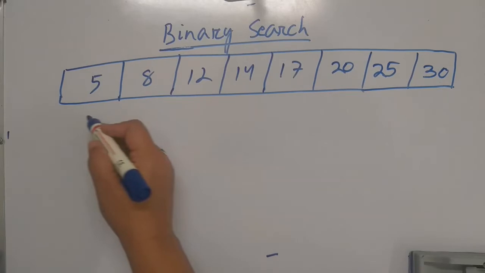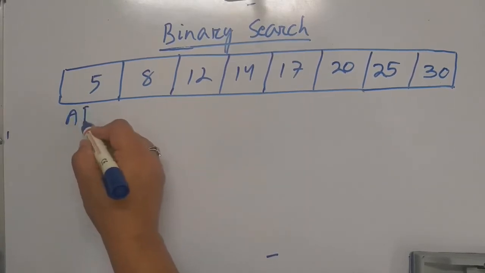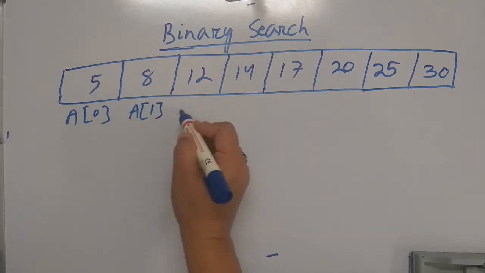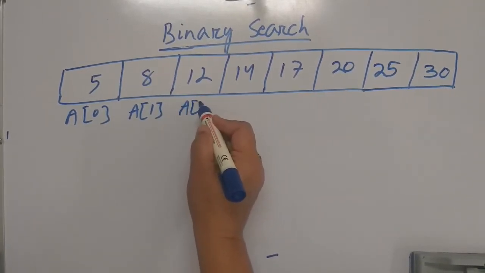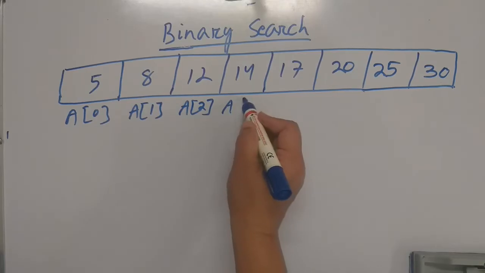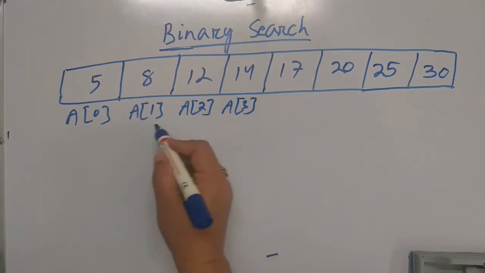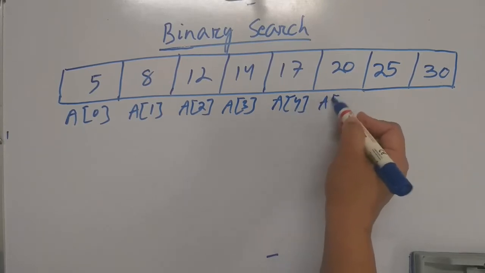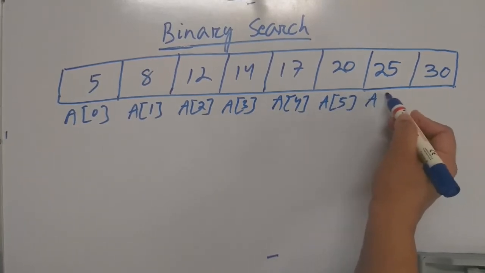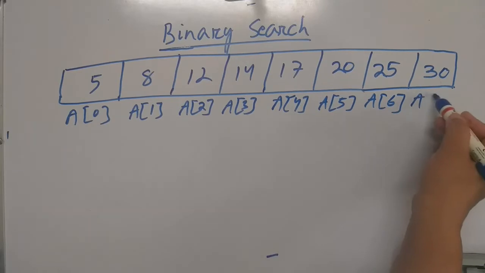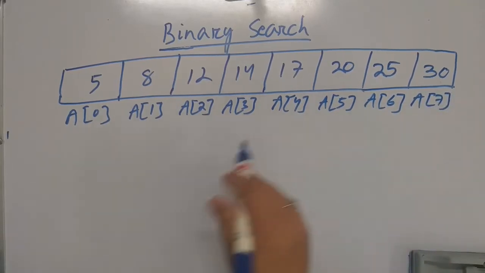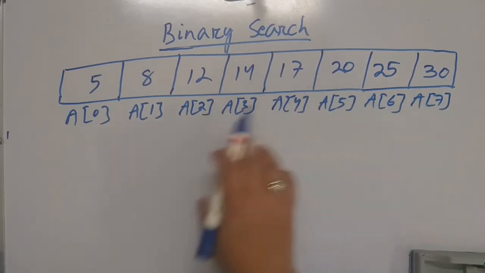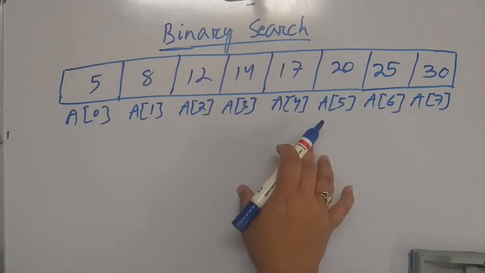The name of the array is A, and we write down all the values like this. This is the indexing: 0, 1, 2, 3, A4, A5, A6, A7. So how many elements are here? From 0 to 7, that means there are 8 elements.